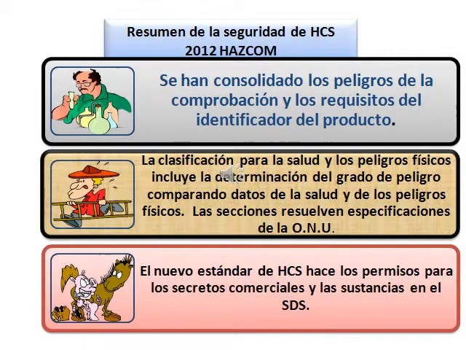The physical hazards and product identifier requirements for the safety data sheets have been strengthened. A new classification for health and physical hazards, including the determination of the degree of hazard by comparing the data of health and physical hazards. This new section will meet UN specifications. The new HCS standard makes allowances for trade secrets and substances on the SDS.